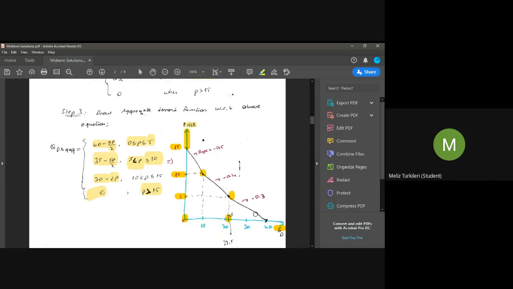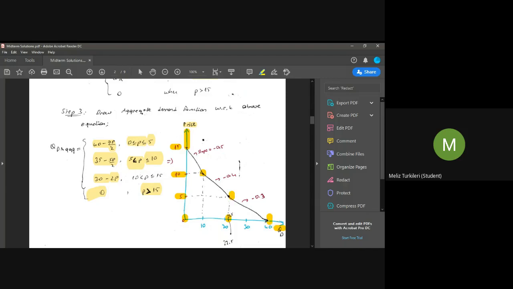And if the price is zero, what happens? Let's check this part. If the price is zero, then this part should be zero, and 40 minus zero should be 40. Therefore, our aggregate demand graph will meet the x-axis at the level 40. So I just find the important points first of all, and then I draw the line between these important points. So that's all.